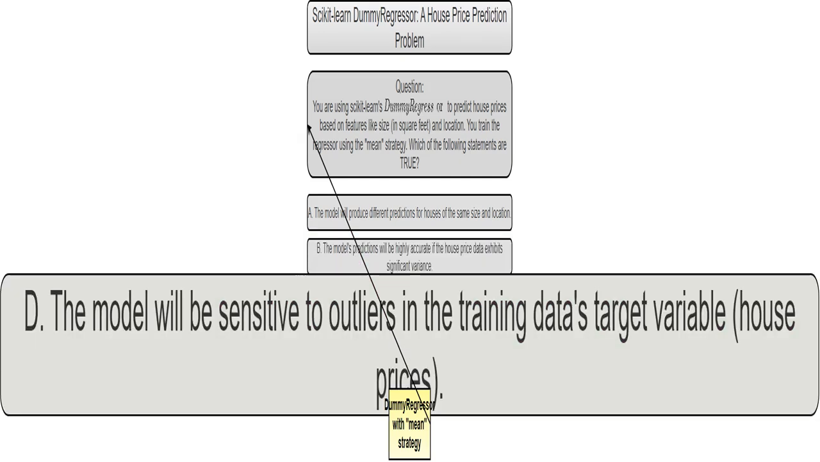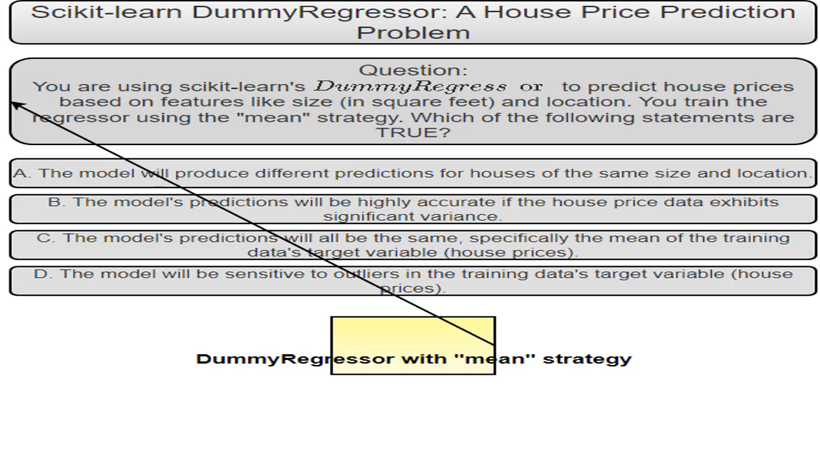Because the model's prediction is just the average price, it's very susceptible to outliers. A single very expensive or very inexpensive house in the training data will significantly shift the average, influencing all the model's predictions. This line summarizes the core of the problem. We're specifically focusing on the mean strategy within the DummyRegressor model. Understanding this strategy is the key to answering the question. It's all about that average house price.